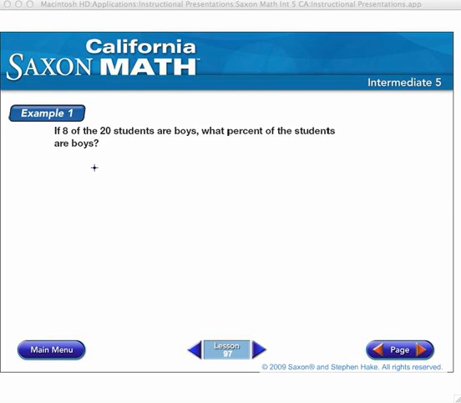So the first way, we have our fraction. 8 of the 20 students are boys. But I know that in order to turn this into a percent, my fraction needs to have a denominator of 100. So I go through the process of finding out what fraction equivalent to 1 I need to multiply by in order to get to 100. So I know that 20 times 5 is 100. So I multiply my entire fraction, 8/20ths times 5/5.